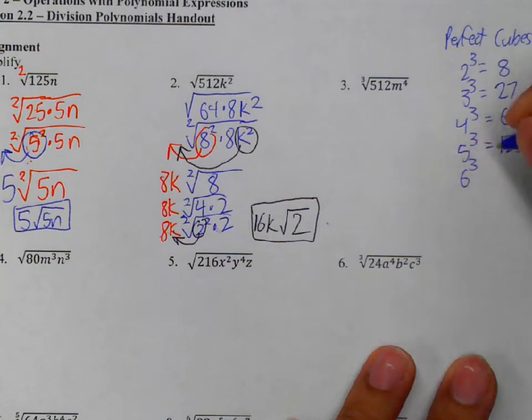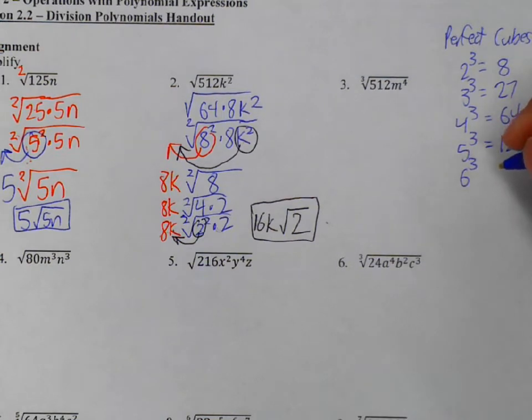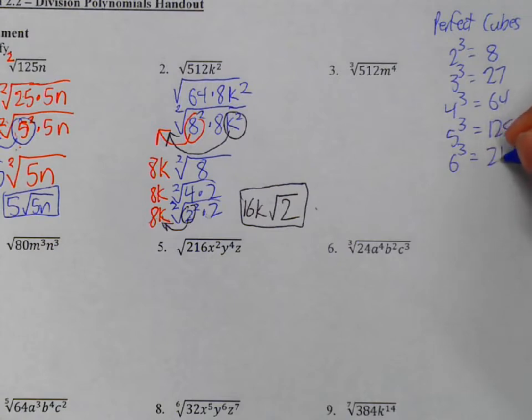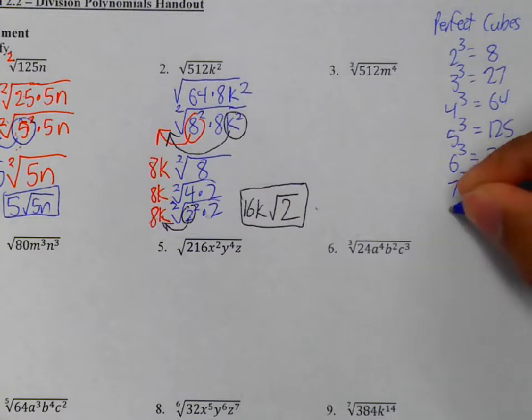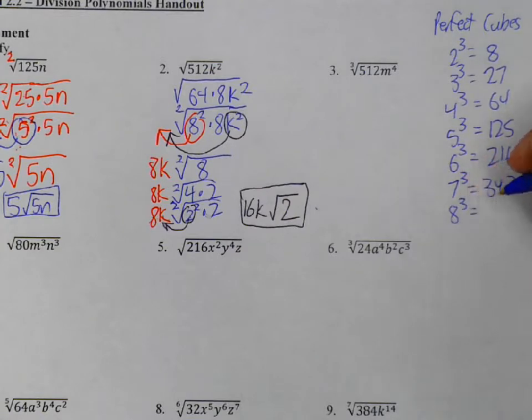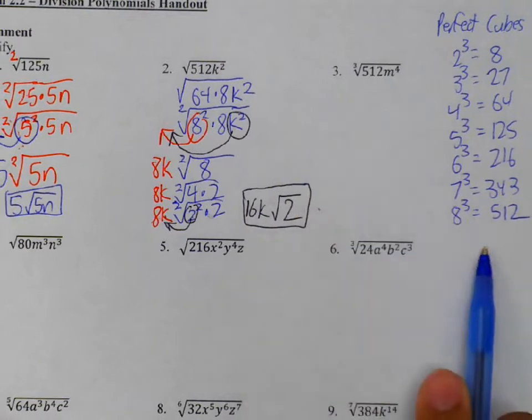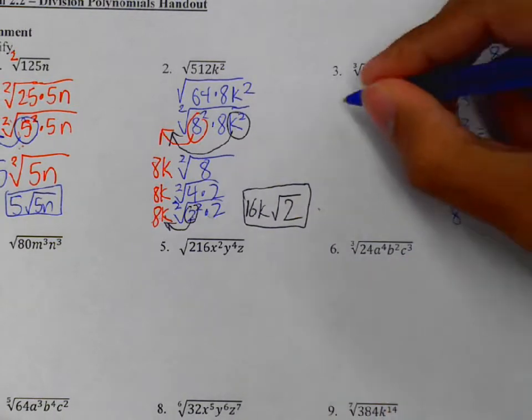6 cubed, 6 times 6 is 36, times another 6 is 216. 7 cubed, 7 times 7 is 49, times another 7 is 343. 8 cubed, 8 times 8 is 64, times another 8 is 512. Okay, so in this case, the 512 is directly 8 cubed.